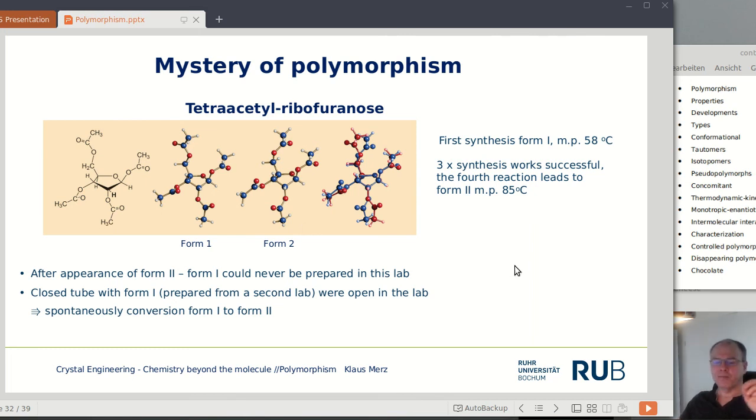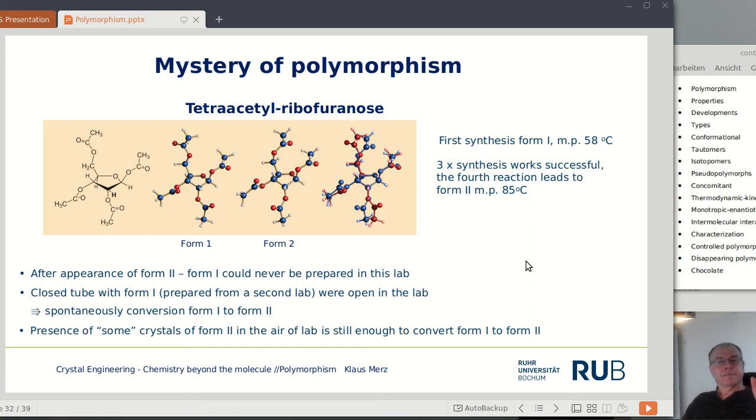So what I did, I spoke with colleagues in other parts of the country, for example, the west and east coast of the USA, and the colleagues prepared form 1 in their lab successfully, no problem, put it in a closed vessel, and transported it to the first lab, where I opened the tube, and spontaneously form 1 converted to form 2. Yes, this is really amazing.